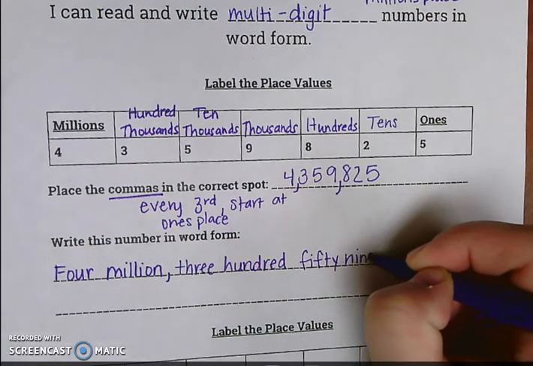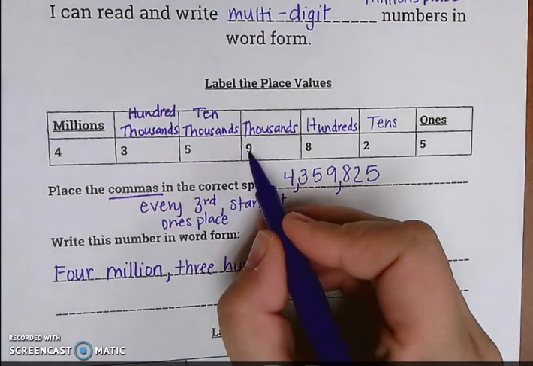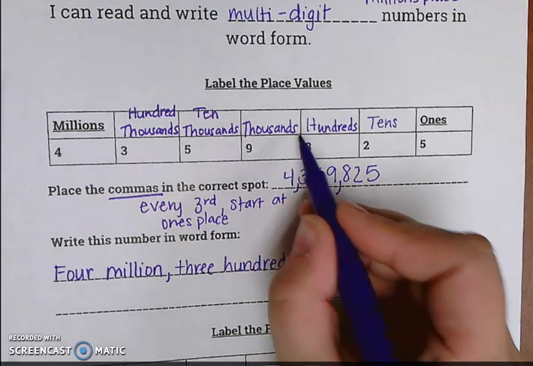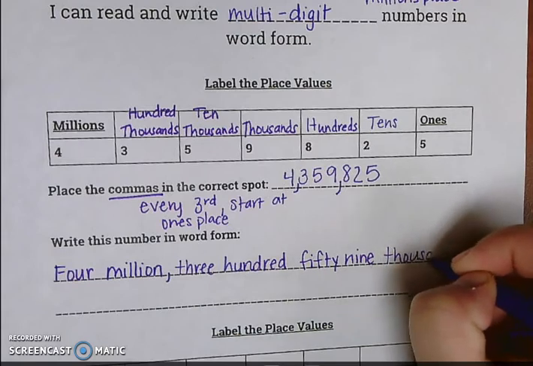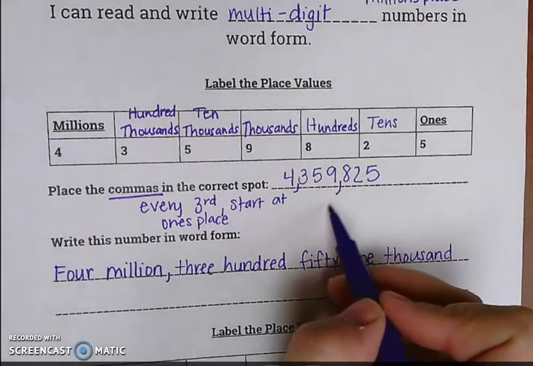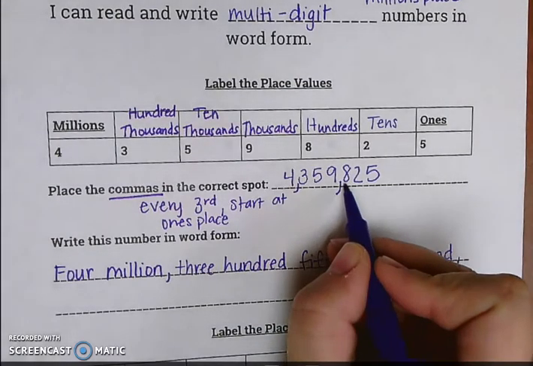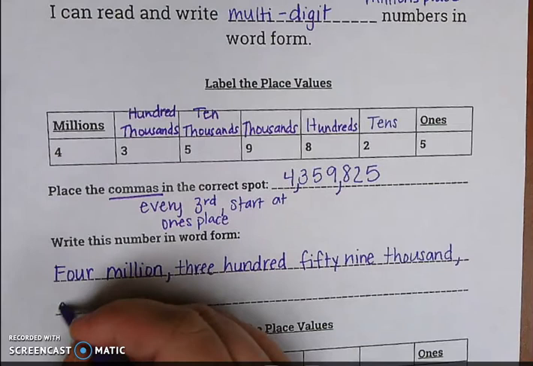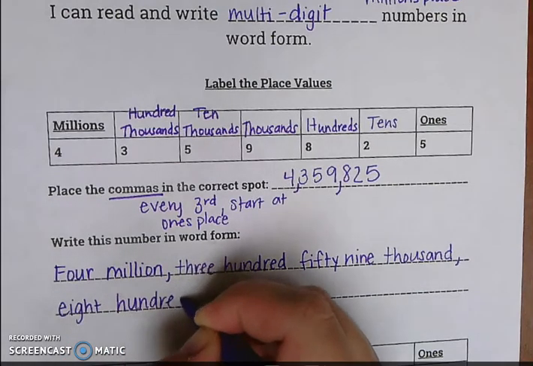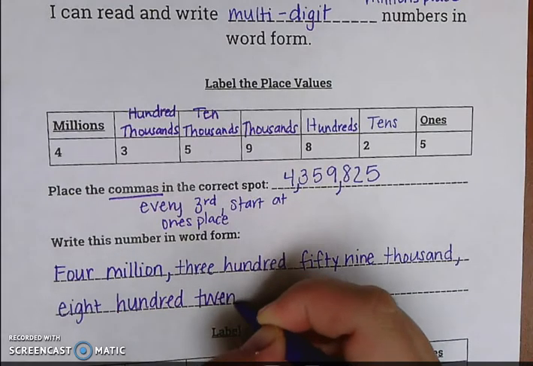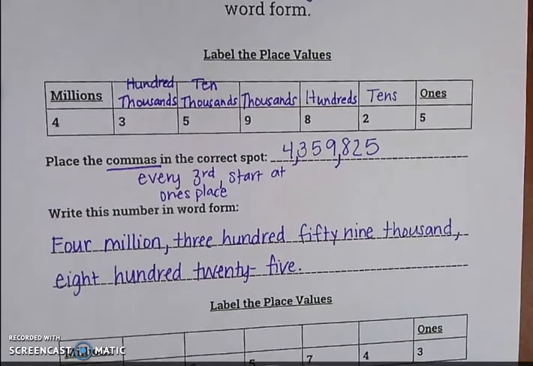359. And we've got that comma, so that signifies a place. So I look at my 9. What place is my 9 in? It's in the thousands place. So 359,000. And since there's a comma in the number, I'm going to have a comma in my words. And then last is just 825. Alright, so there would be that number in words.